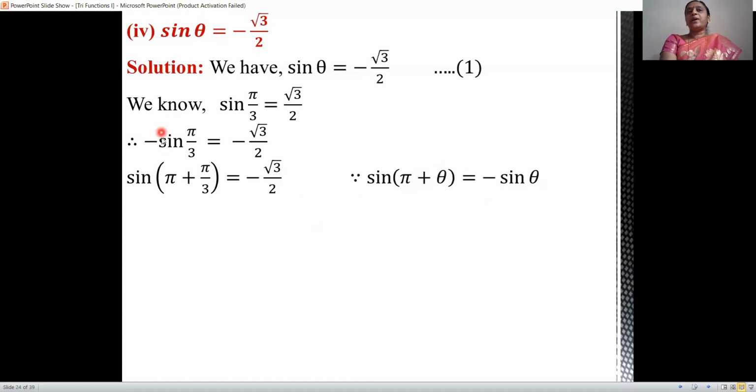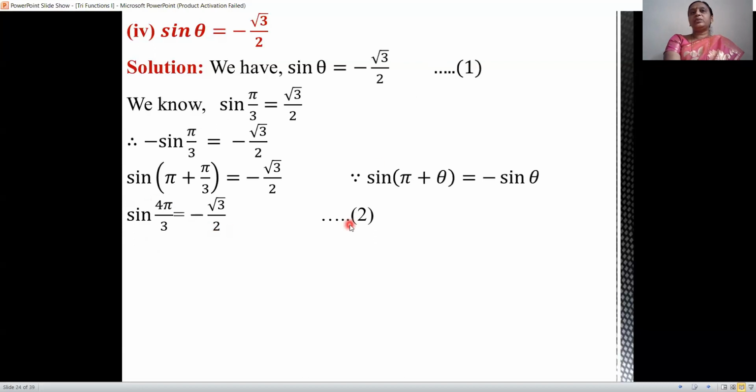For minus sin pi by 3, you write down sin(pi plus pi by 3) according to this allied angle formula, because minus sin theta means sin(pi plus theta). Therefore, minus sin pi by 3 will be sin(pi plus pi by 3). Now, after simplification, what will be this angle? This angle will be 4 pi by 3. Means at the angle 4 pi by 3, we get the negative value sine 4 pi by 3 is minus root 3 by 2.